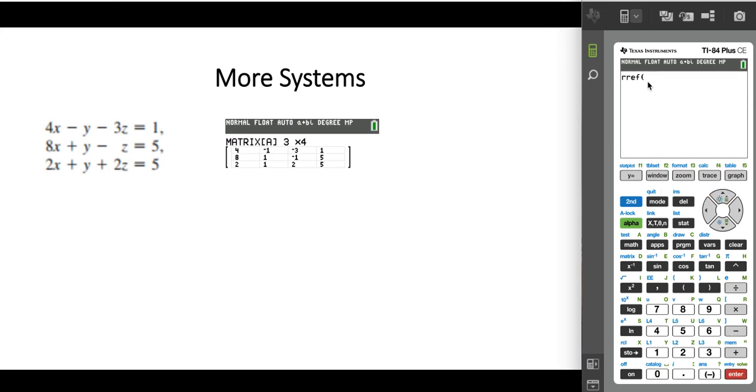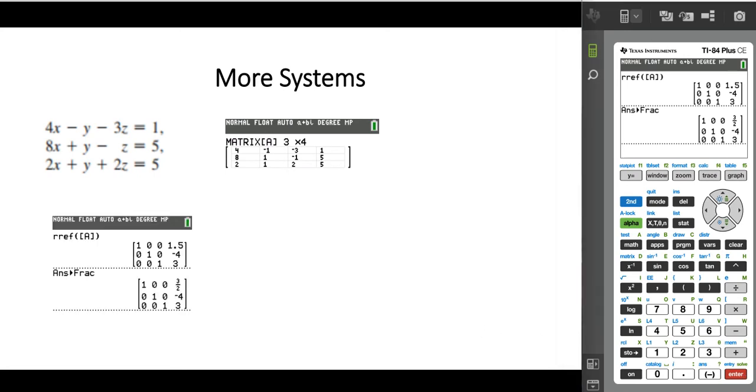And it's asking which matrix. So remember, we edited it and put it into matrix A. So we'll press second matrix and enter for A, close the parenthesis, and press enter, and it gives us our answers. Now, notice these answers have decimals in them. If you want to change them to fractions, just like you did before, press math and enter, and enter again, and that puts them into fraction form.